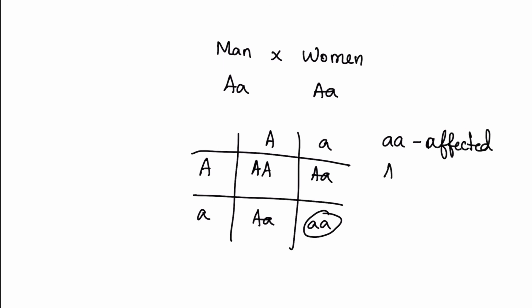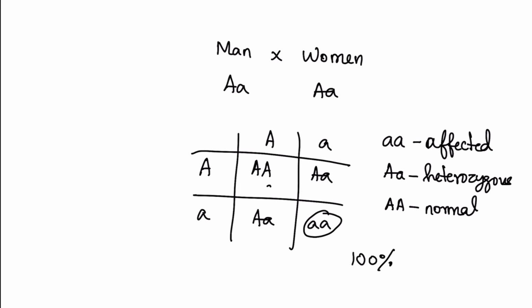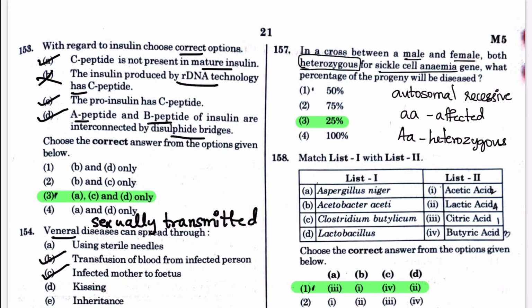Capital A small a, they are heterozygous condition. You can keep them as carriers. And capital A, they are normal person. So the question is, they are asking you the percentage affected. So totally if I take this full box as 100%, each box will contribute 25%, right? So 25, 25, each would be 25. So they are asking you this affected alone. So the answer would be 25.